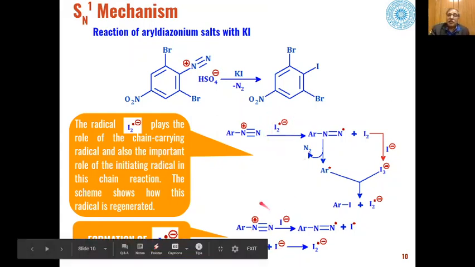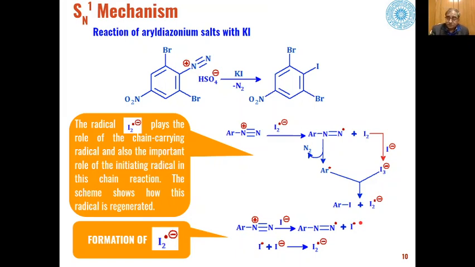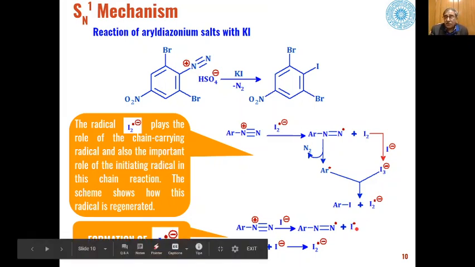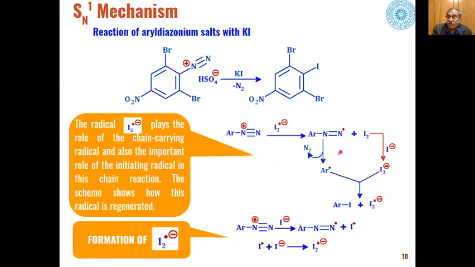This iodine radical anion is formed in this way: the aryl diazonium salt will react with iodide from KI, and we will get this type of radical formed, and an iodine radical is also formed. This iodine radical formed will react with iodide ion, and we will get iodine radical anion. So this iodine radical anion then will react with another molecule of aryl diazonium salt, and we will get this type of radical. Then this radical will lose nitrogen and an aryl free radical is formed.